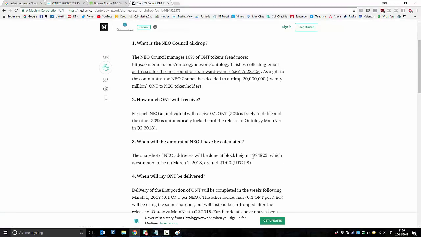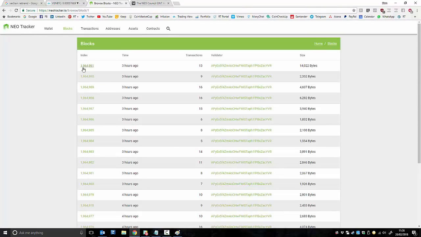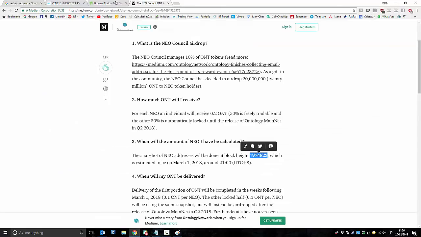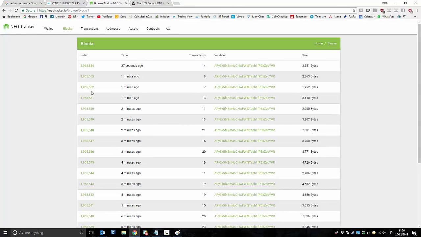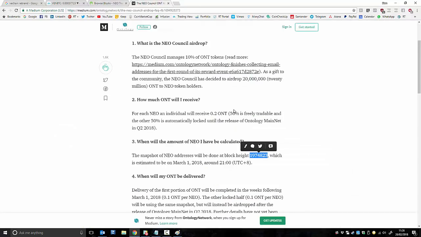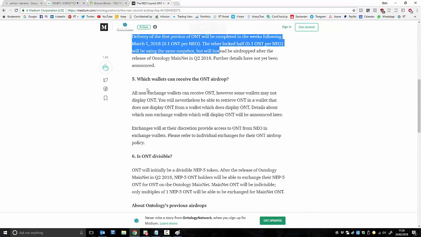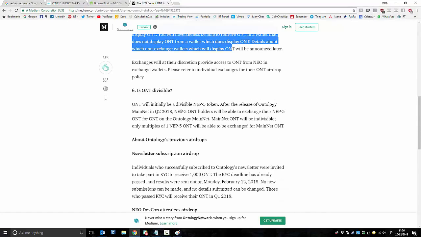And the block height is going to be 1974. So we've got a while to go, and it's basically every 30 seconds that we get a new block with Neo. So yeah, 1st of March, and obviously the Neon wallet will work for this.